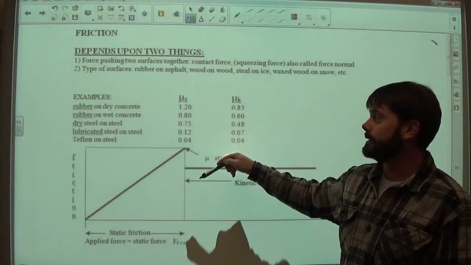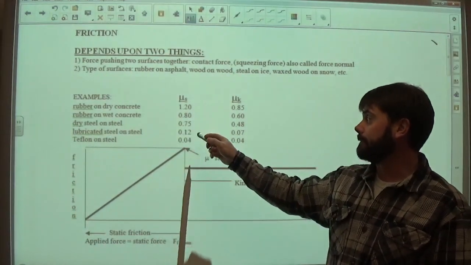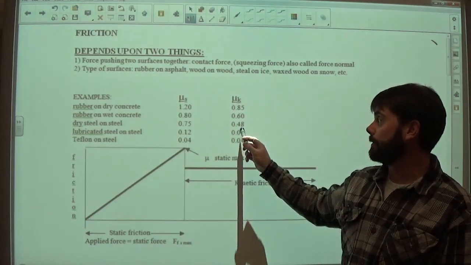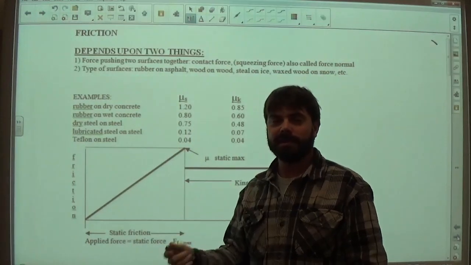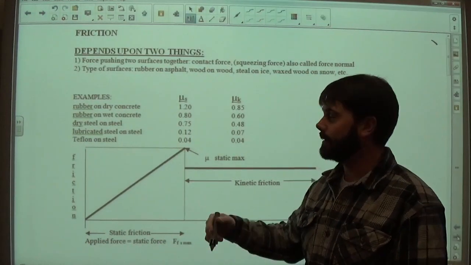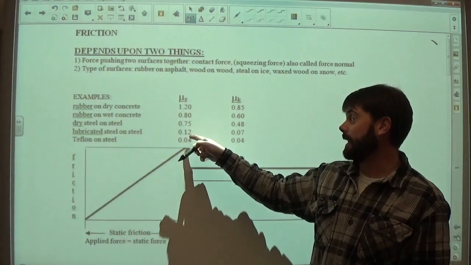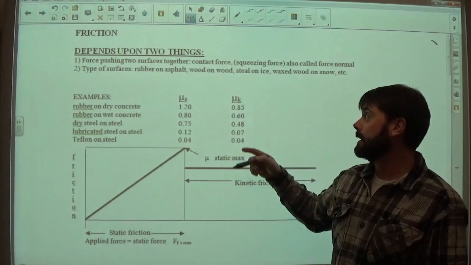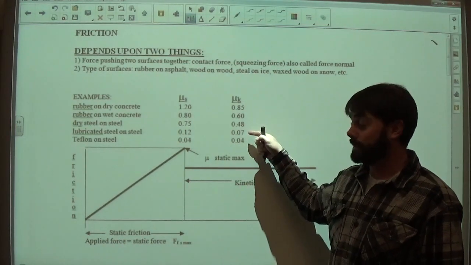And you'll see that some of these get quite dramatic. Dry steel goes from 0.7 to 0.48 when it's not moving and is moving, and if it's lubricated, like say you put grease on a bearing or oil in an automobile engine, where metals are rubbing together, it drops the static friction all the way down to 0.12 and the coefficient of kinetic friction down to 0.07. And it's good.